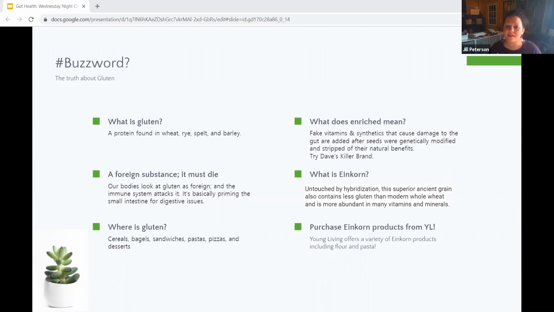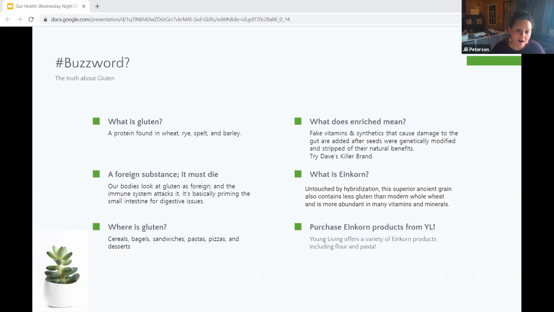The other thing that I would recommend is einkorn, which is a completely different kind of wheat. It doesn't hit your gut in the same way at all. It's not even close, really. The reason for that is because it's untouched by hybridization. It has retained its primitive genetic code. It has 14 chromosomes in it, which is a huge difference from the 42 chromosomes that are in a modern hybridized wheat. It's a superior ancient grain. It's got less gluten than modern day wheat, and it's got way more vitamins and minerals.